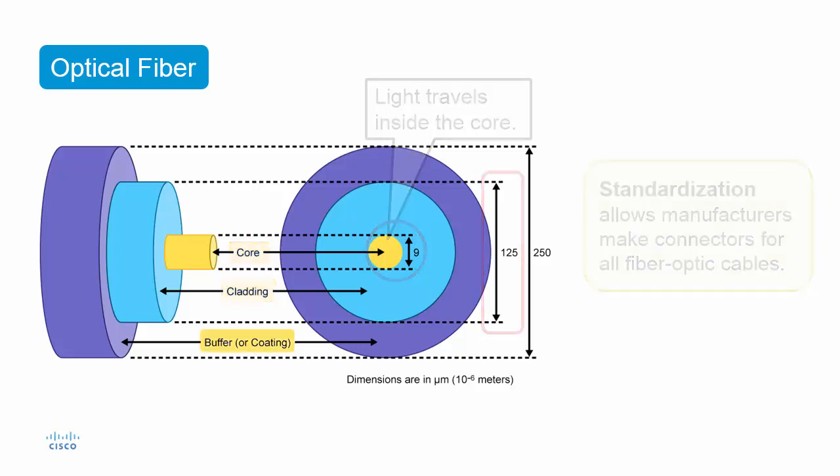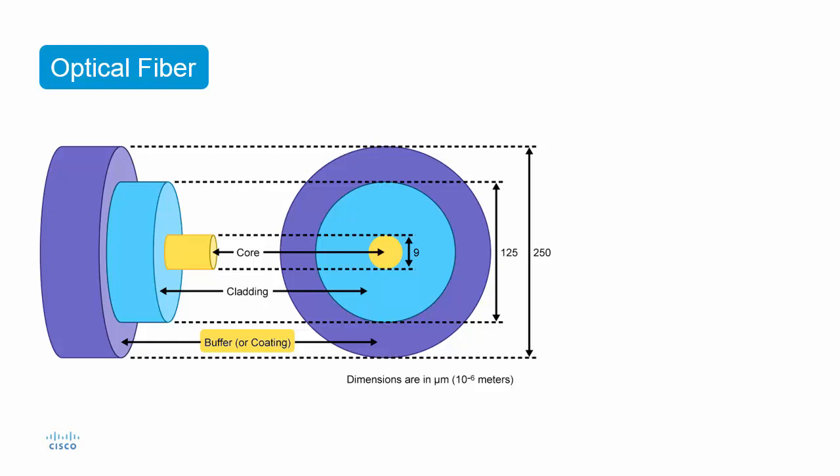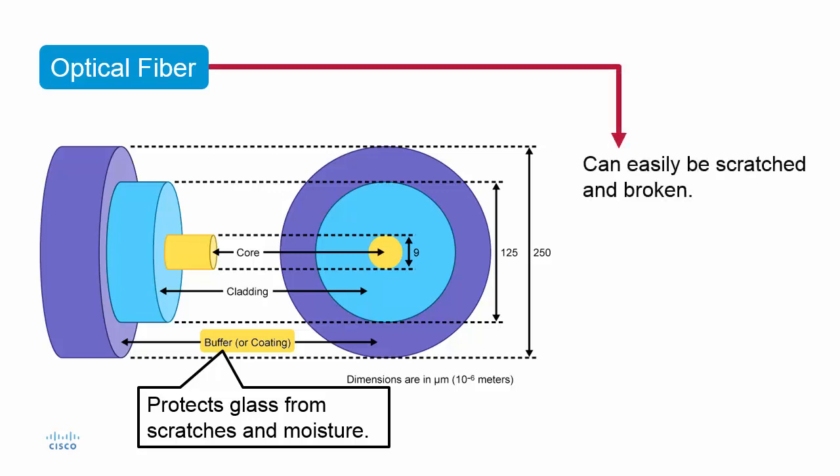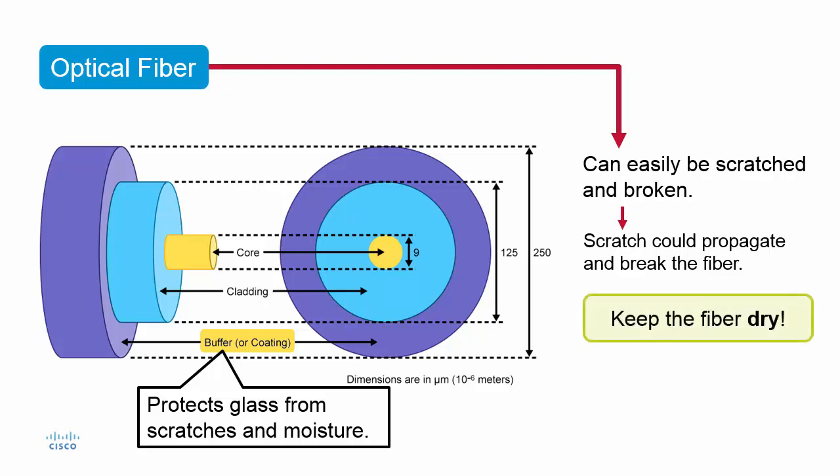The third element here is the buffer or coating, which doesn't hold the light in the fiber. So what does it do? It actually is there to protect the glass from scratches and moisture. Be aware that fiber optic cable can be easily scratched and broken like a glass pane. If the fiber is scratched, the scratch could propagate and break the fiber. And don't forget, you need to keep the fiber dry.